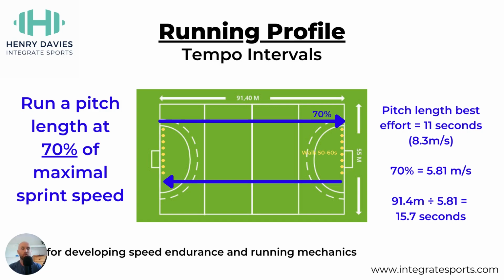Typically what we're looking to do here is run at around 70% of a maximal sprint speed. So we take the fastest possible speed we can achieve over a set distance. For example, if we could run a pitch length in 11 seconds, this would give us 8.3 meters per second as a speed, which would be good, depending on the level of athlete you're talking about. 70% of this then would give us 5.81 meters per second.